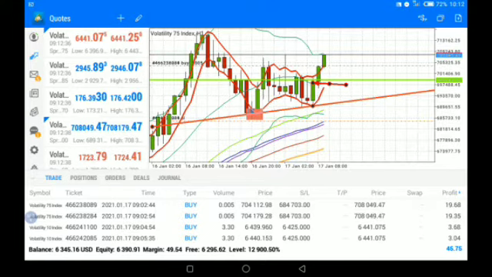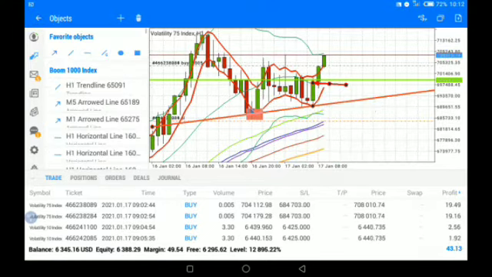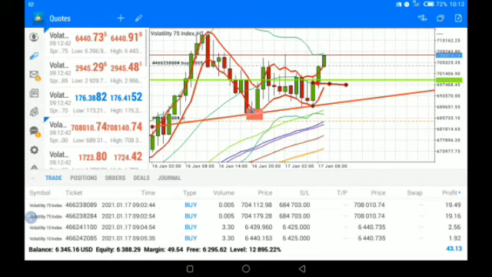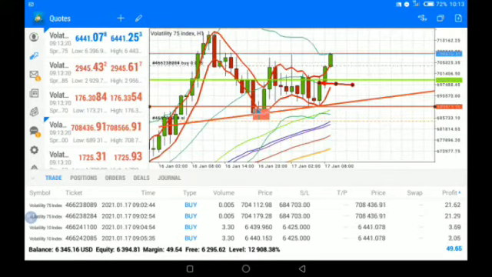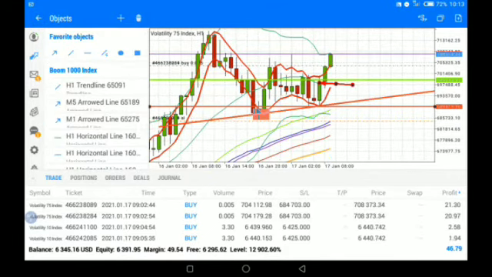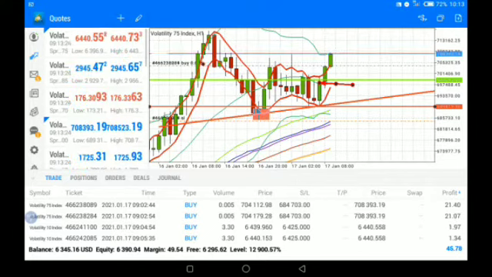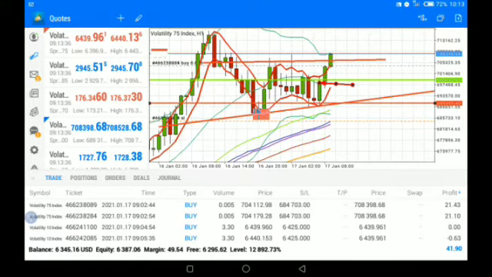I could still tighten my stop loss to this point. Price has already broken the neckline. So this is the neckline, and the price has already broken it. So if I move my stop loss underneath, if I close my stop loss a bit, it won't be wrong.